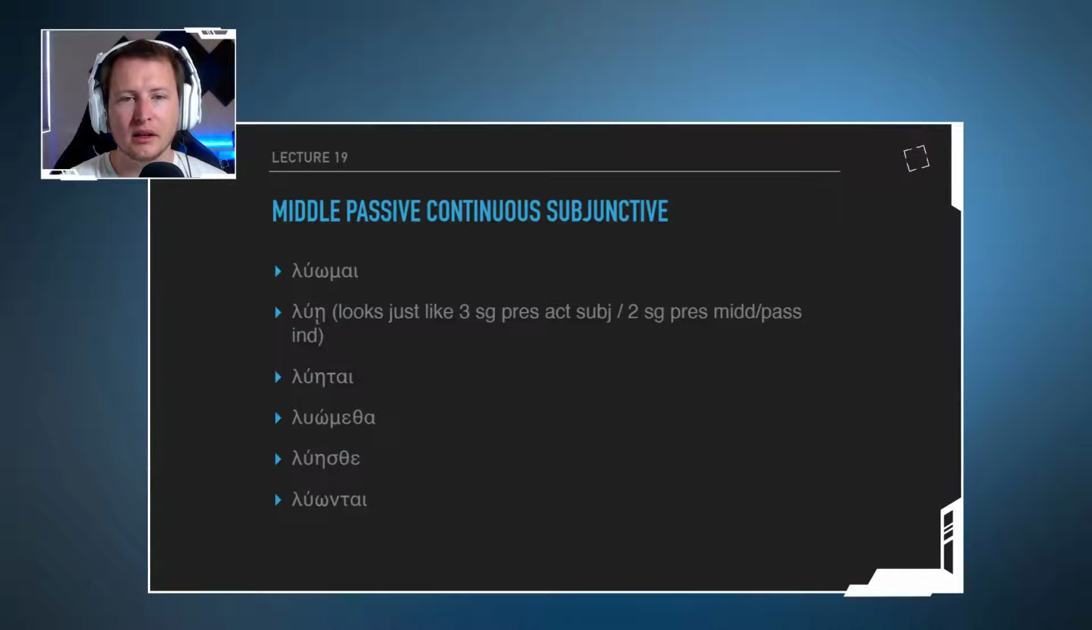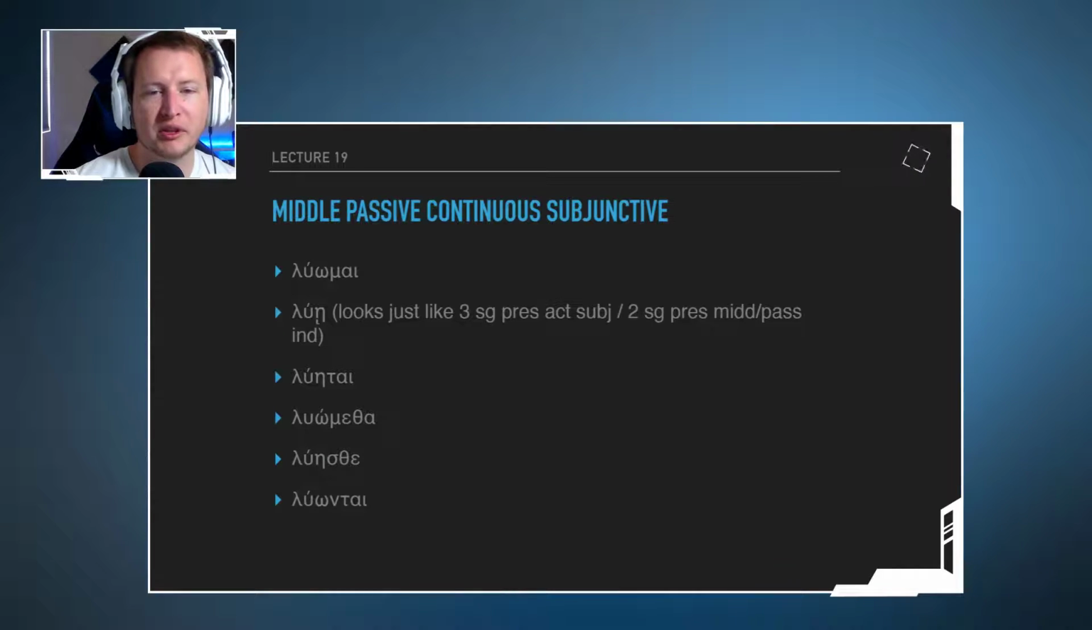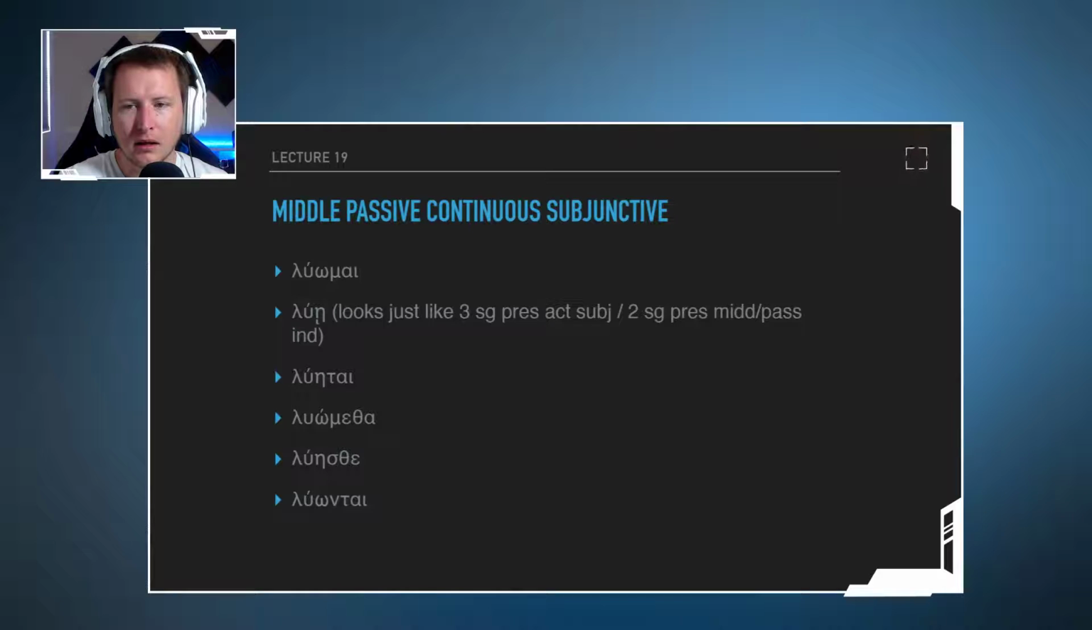Here's the middle passive, with the same secondary endings. λύωμαι, λύῃ, λύηται, λυώμεθα, λύησθε, λύωνται. Yes, the λύῃ looks just like the second person singular present middle passive, because that's what this is. I don't know why I put a slash there, I could have just closed the parenthesis right there. Anyways, so it's the same. This is the middle passive, continuous subjunctive.